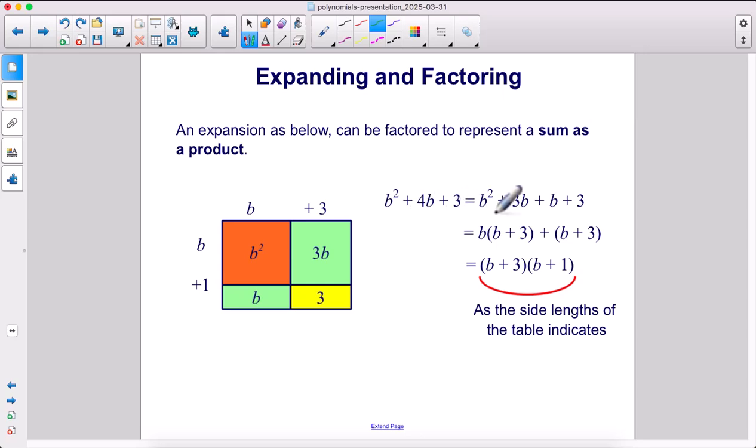We can rearrange this. We can split up 4B into 3B plus B. Then we can actually factor a B out of just these two terms here. And then look, we can write two binomials, B plus 3 and B plus 1. B times B is B squared, B times 3 is 3B, B times 1 is B, 1 times 3 is 3. So we can rewrite this as two binomials multiplied together.